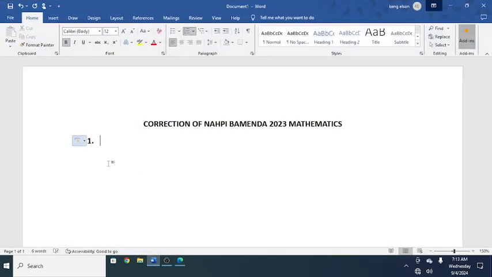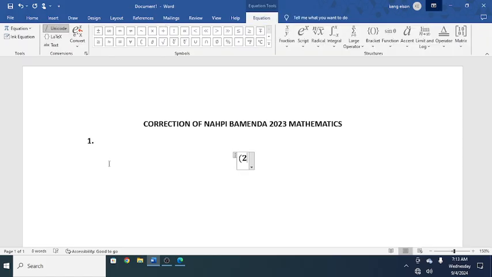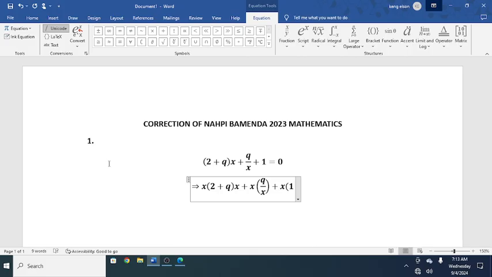Okay, so the equation given to us is (2 plus q)x plus q over x plus 1 equal to 0. So I will convert it to a quadratic equation. We multiply all through by x. So you are going to have x times (2 plus q)x, then plus x times q over x, then plus x times 1 equal to x times 0.